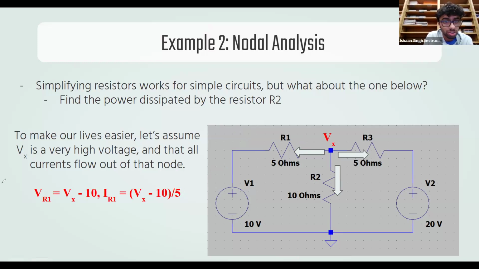Okay. Now I want someone to just unmute and tell me what's the current going through R2? I'll let someone go ahead and guess, and then I'll explain it again. Well, maybe it's like 2 amps. Well, we don't know the value of Vx, so it's going to be some algebraic expression, right?